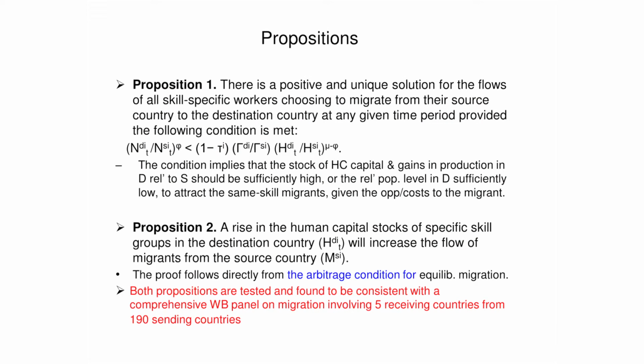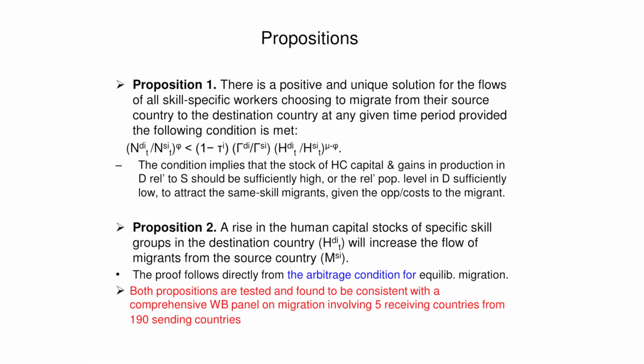Okay, we get a bunch of propositions here. First of all, and I guess they're trivial, so I can cover them quickly. The first proposition is that at least under the log utility function, we have a unique solution. And the unique solution would allow for immigration to be a steady state variable. It'll never go to zero. It doesn't depend on any type of shock that produces it, if the model is correct. The second proposition is that a rise in the human capital stocks of specific skill groups in the destination will increase the flow of migrants from the source country.